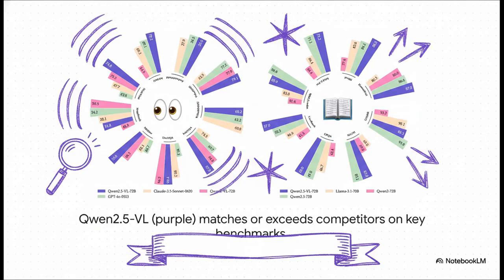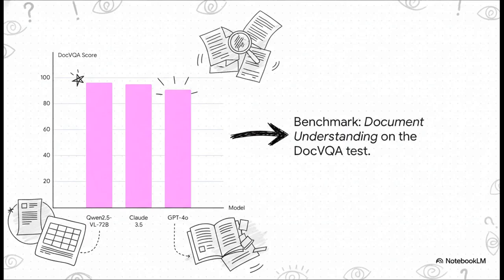So with all that training, what are the results? Well, these radar charts give us a fantastic bird's-eye view. Qwen's performance is that purple line, and as you can see, it's pretty much always pushing the outer edge of the chart across dozens of different benchmarks. That means it's either matching or, in a lot of cases, actually surpassing the top-tier models like GPT-4o and Claude 3.5.